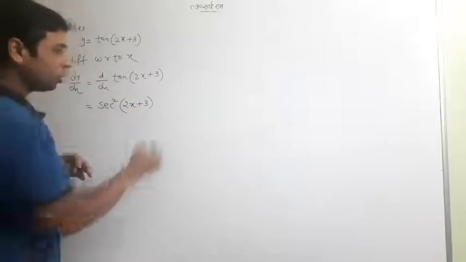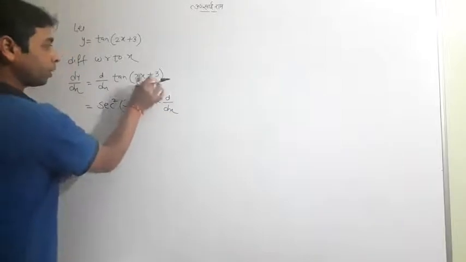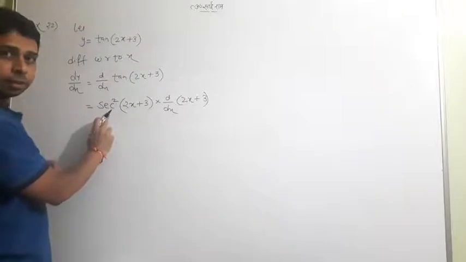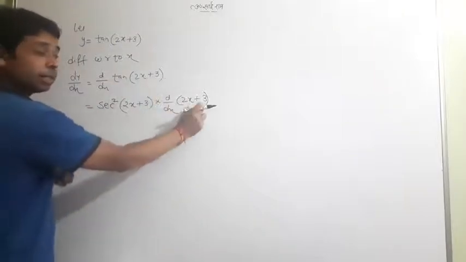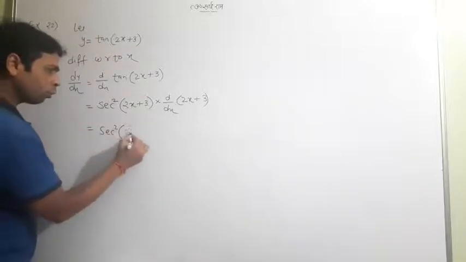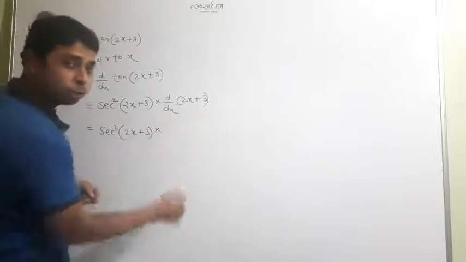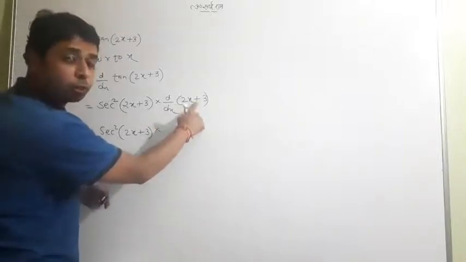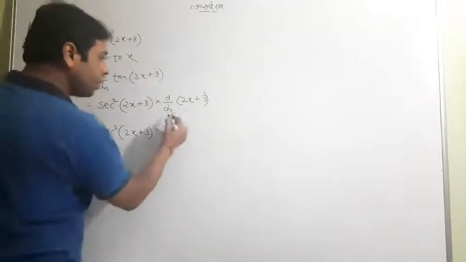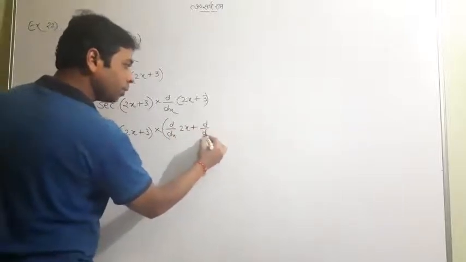But this is not enough. Just use a multiplication sign and write d by dx of the new function. So according to the chain rule, first we have done the differentiation of tan with the same angle and then the second function. Hope you are getting it. I don't think that's a tough one because in 11th class also I taught this. Now it is time for d by dx of both. So it is a plus sign. Whenever the plus sign comes, d by dx separates. So d by dx of 2x and d by dx of 3 will happen.